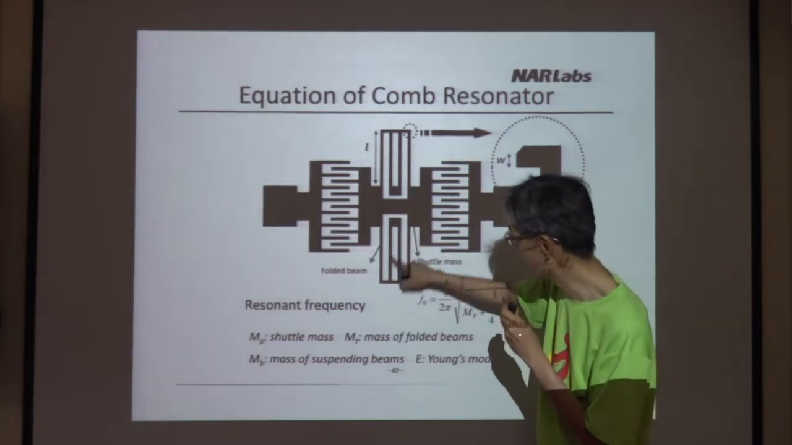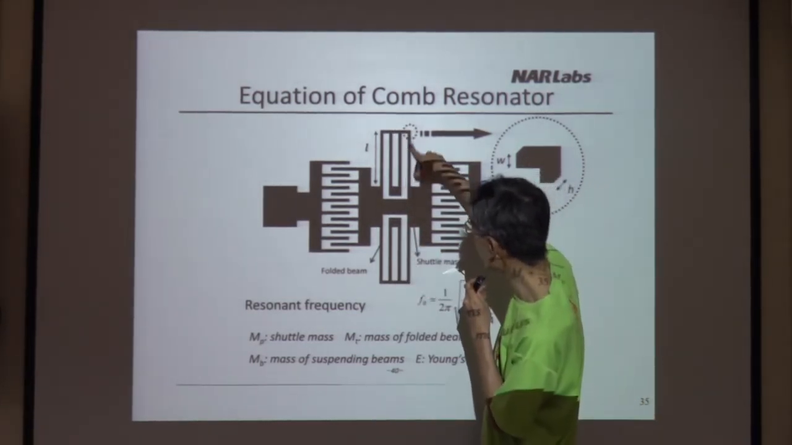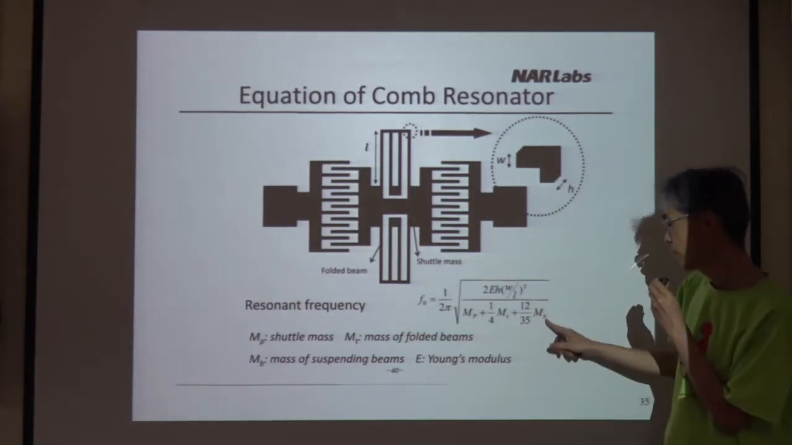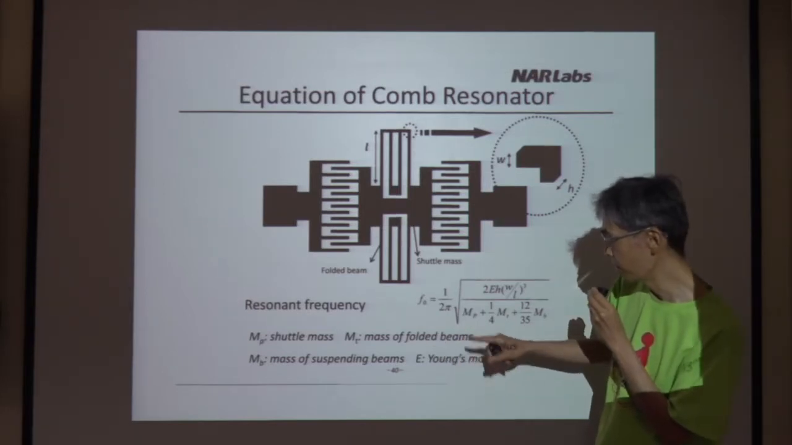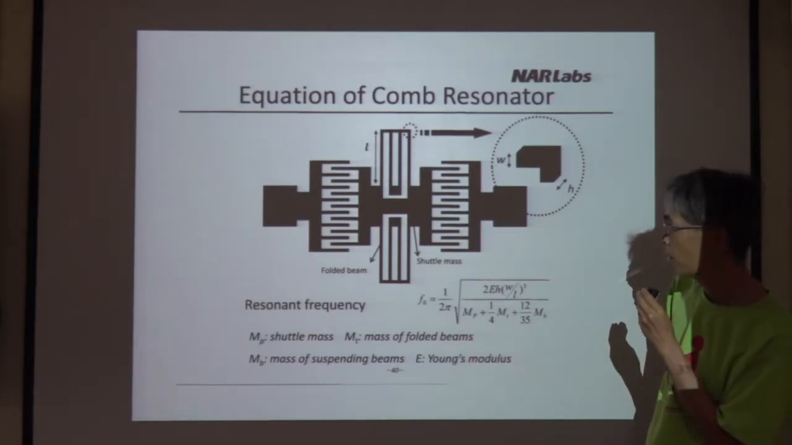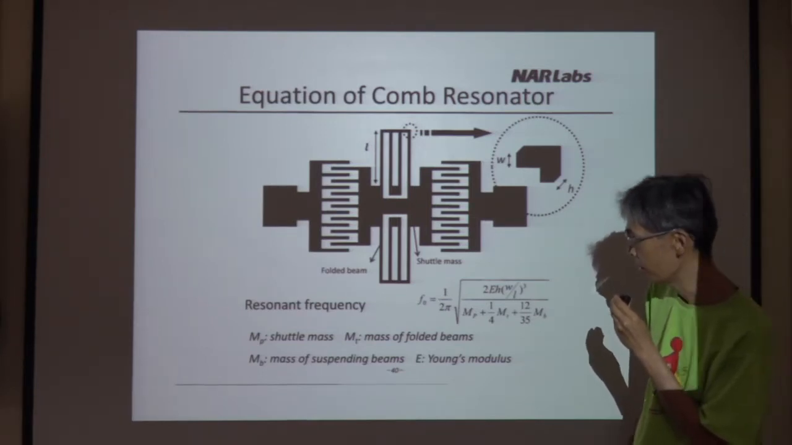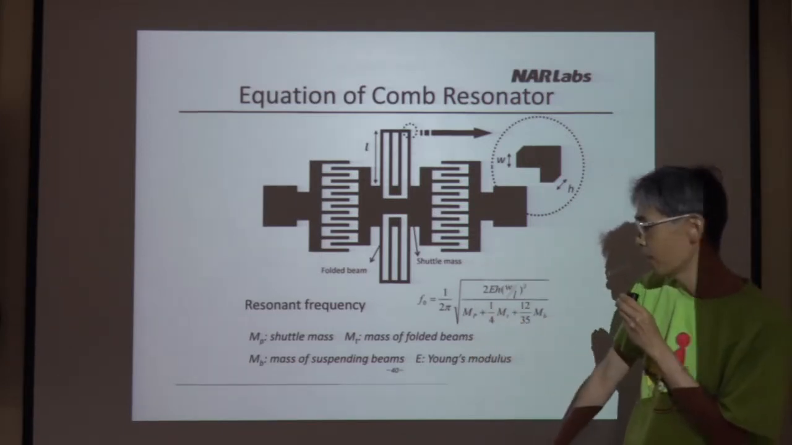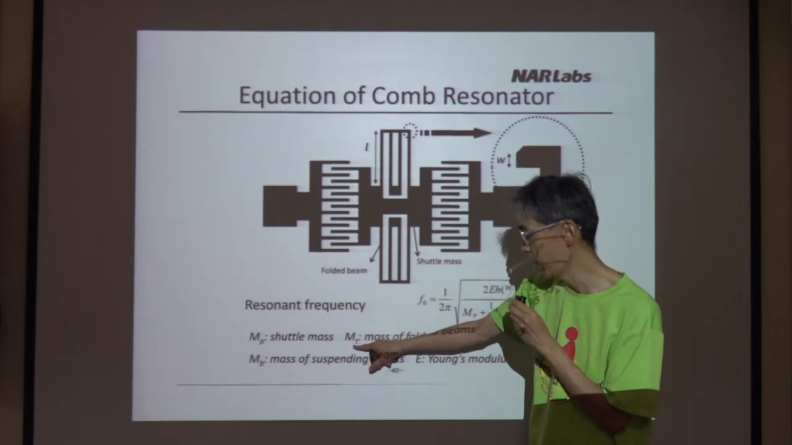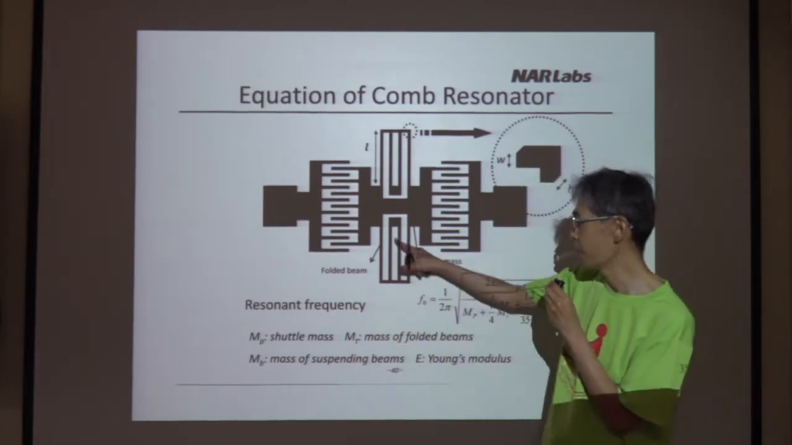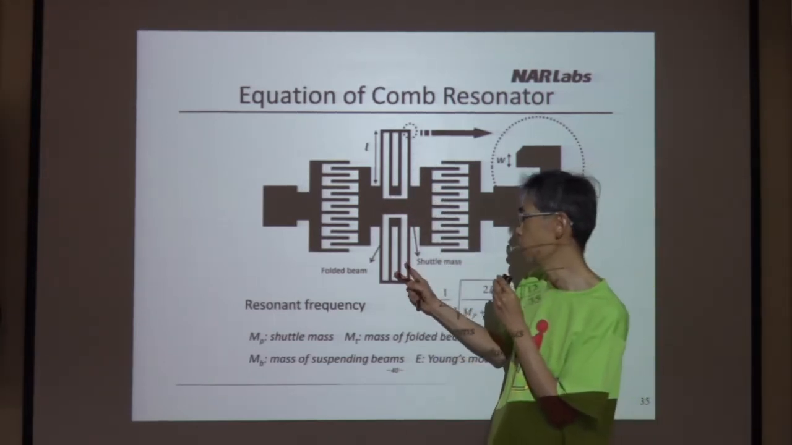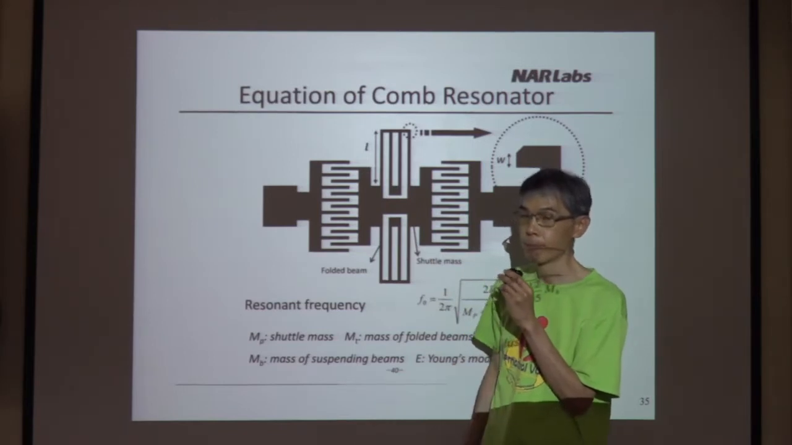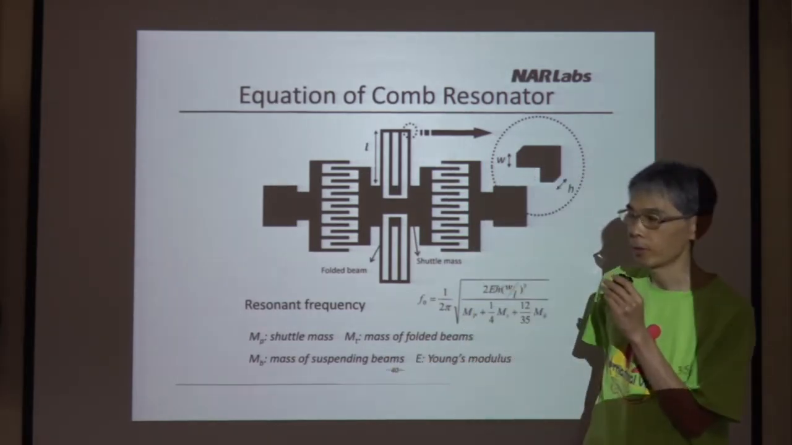We have the beam here. We have beam 1, 2, 3, 4. So MB is the beam mass. Then MT is the folded beams. I don't quite remember, but we can look into the original paper to find out the exact definition of MT and MB. Basically, they are the mass from the beams, because they contribute to the total mass.